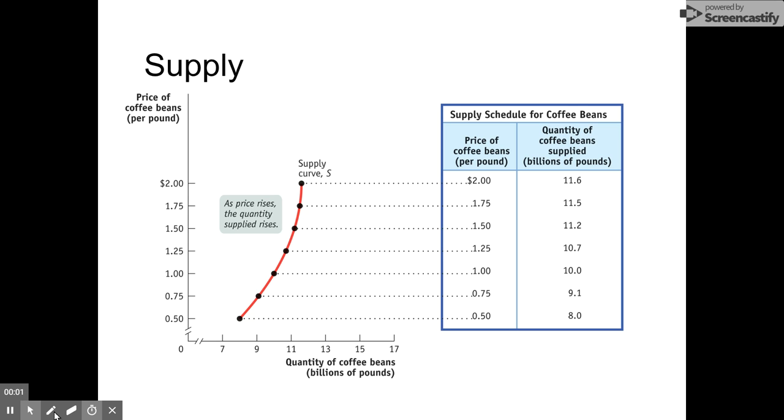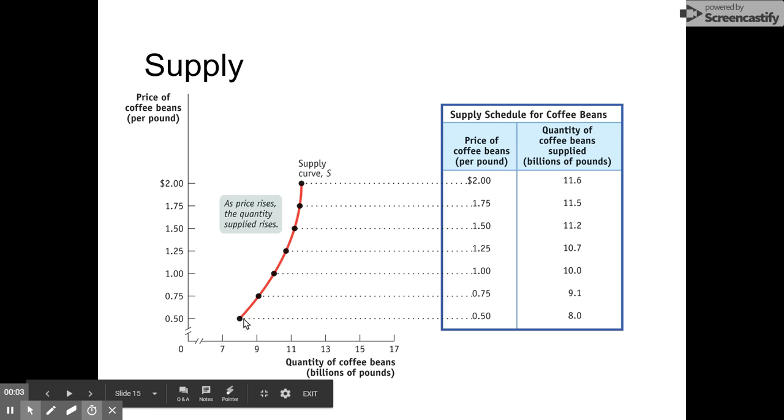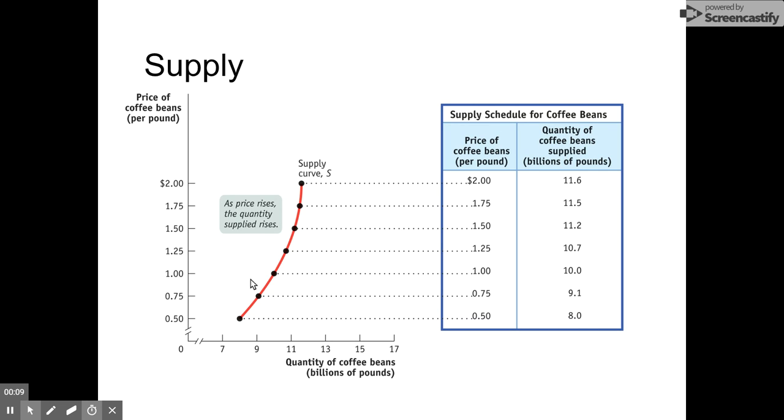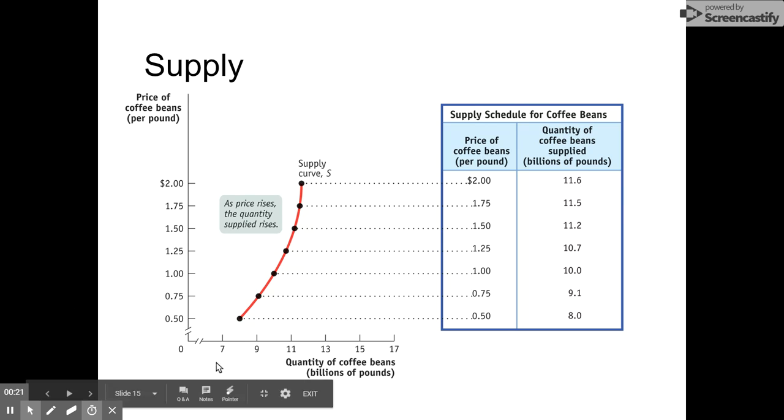Now let's look at supply. Supply is an upward sloping curve. Why? As prices rise, the quantity supplied rises. As prices fall, the quantity supplied falls. So at $2, we have 11.6 billion pounds of coffee being supplied. Yet at 50 cents, you only have 8 billion pounds of coffee being supplied.